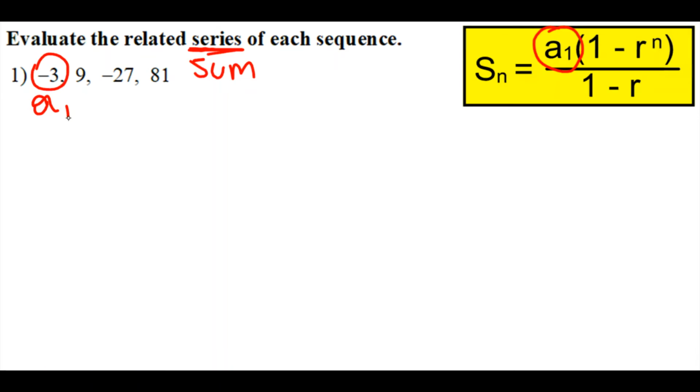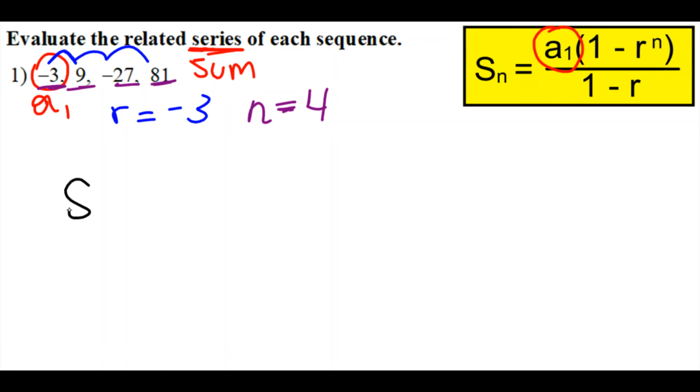And then R is what you multiply to get to the next term. So go to here, to here, to here. It looks like your R number is -3 because we multiply by -3 to get to the next number. N is just how many terms there are. Well, we can see 1, 2, 3, 4 terms. N is 4. So once you have the information, plug it into your formula.